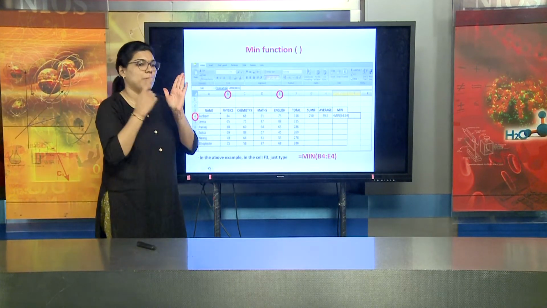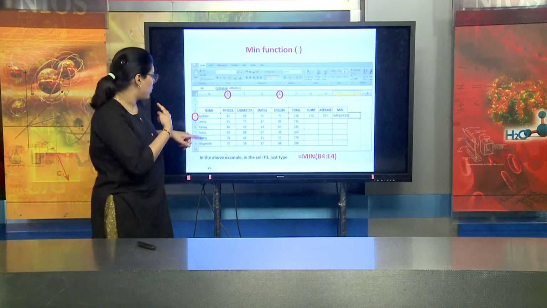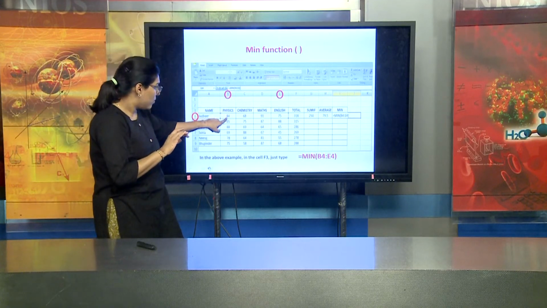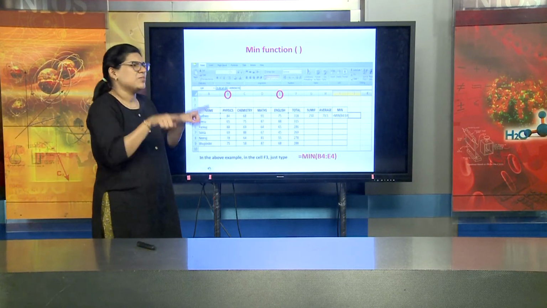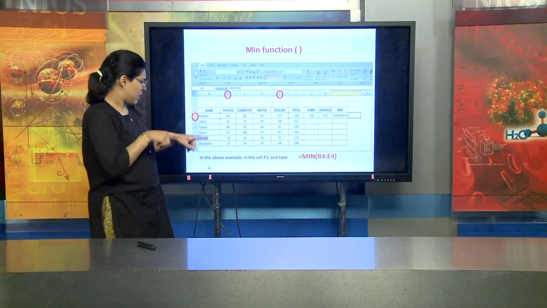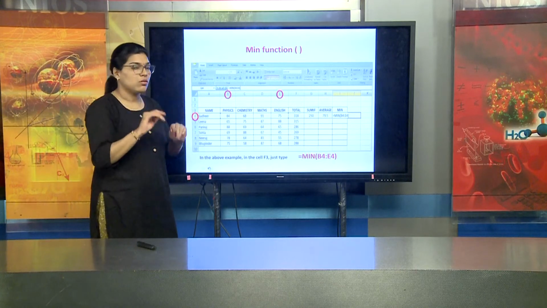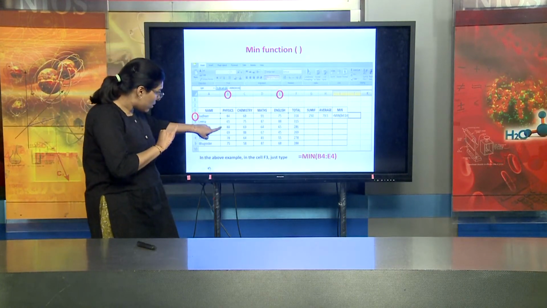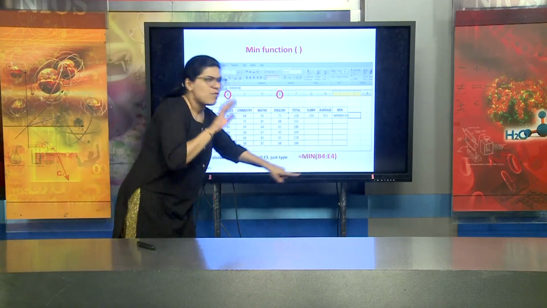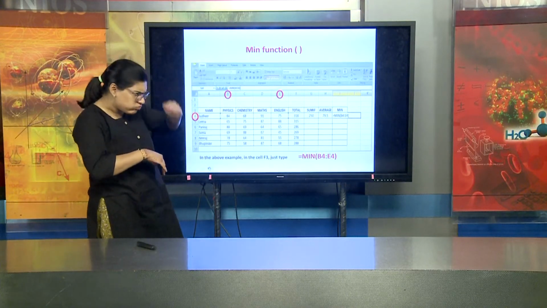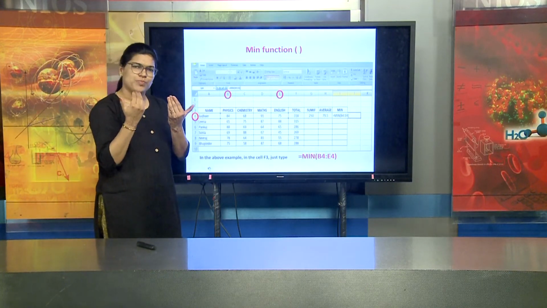For this formula, we again begin with equal to, then put MIN and the opening bracket. The student's name is here, Sudhir, so we will try to locate the cell in which his marks are written. Let us take another example. Here we are trying to find the marks of Pankaj. It is column B and row number 6. See, the row number will change. So here we will write B6.